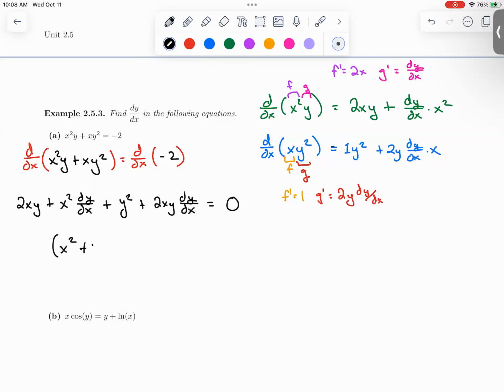x squared plus 2xy times dy/dx. Those are the two terms on the left-hand side that had a dy/dx. I just factored it out front. That's why, so x squared dy/dx, that's where I'm getting that x squared from this term. And from this term, that's where I'm getting that 2xy. And then on the right-hand side, now that it's subtracted, I've got negative 2xy minus y squared.